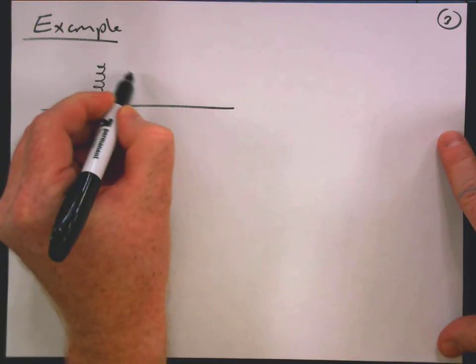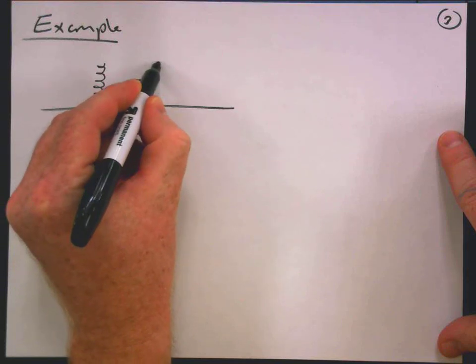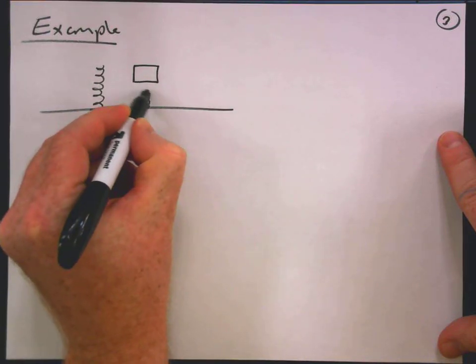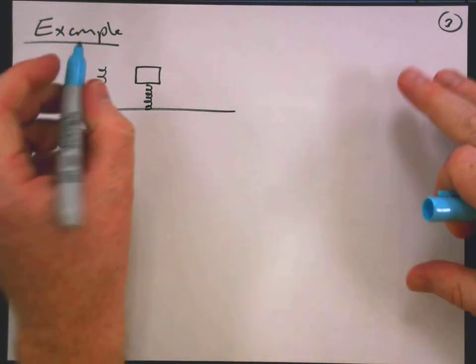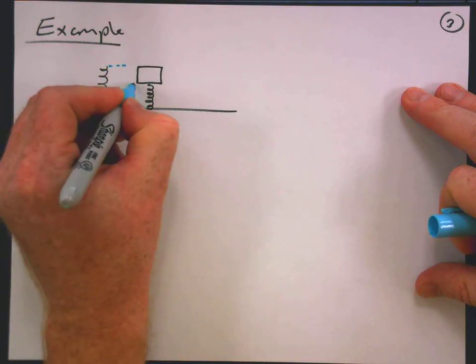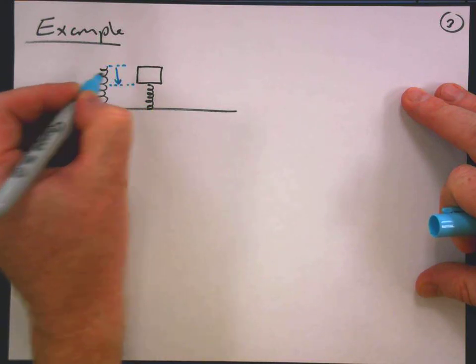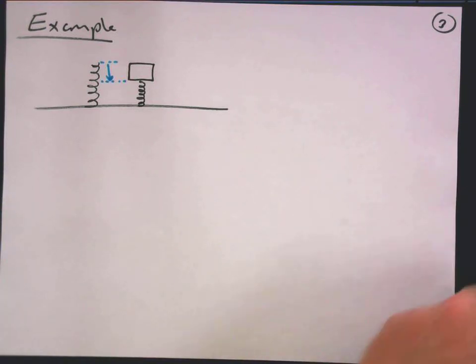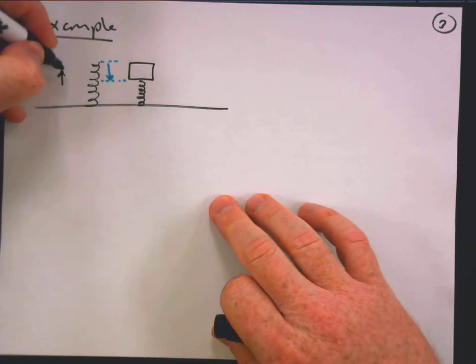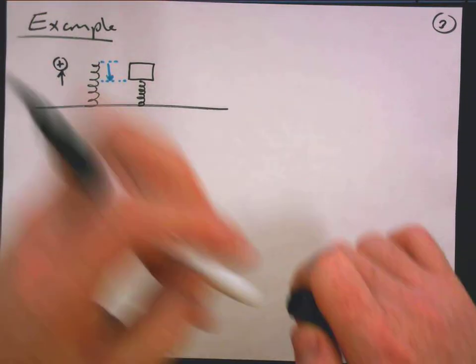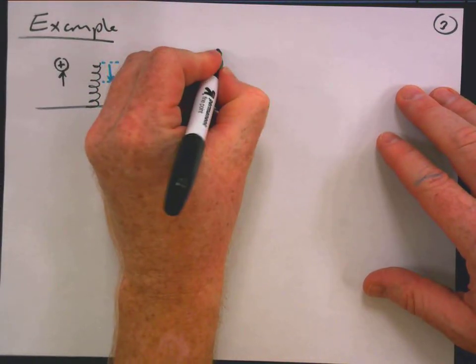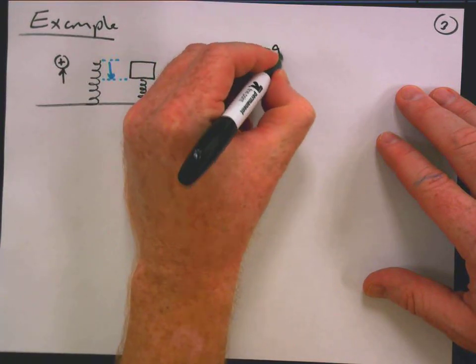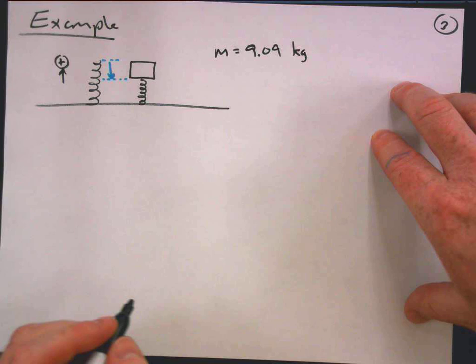On to this spring, we're going to place an object. It doesn't really matter what it is, but the object will compress the spring, and we can look at the amount of compression, from there to there. What other information will we have? Let's say we have a direction that's positive as up. That's traditional. What do we know about this object? Let's say we know the mass: 9.09 kilograms.